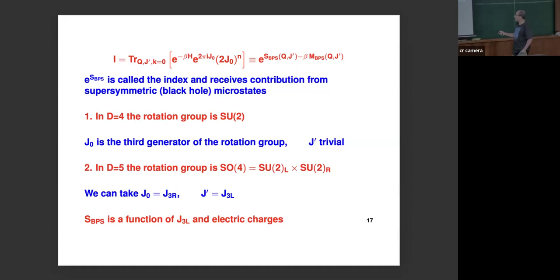Just to give some example, in D equal to 4, the rotation group is SU(2). So J prime is trivial, right? J0 you can take to be the third generator of the rotation group. So in this case, there is no J prime. It's a function of the charges only. In 5 dimensions, the rotation group is SU(2)_L times SU(2)_R. So you can take J0 to be part of one of the Cartan subgroups and J prime as part of the other Cartan subgroup. And in this case, S_BPS will be a function of J3L, because that's J prime, and the other charges.